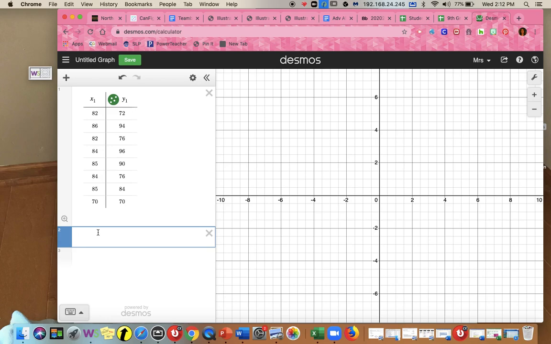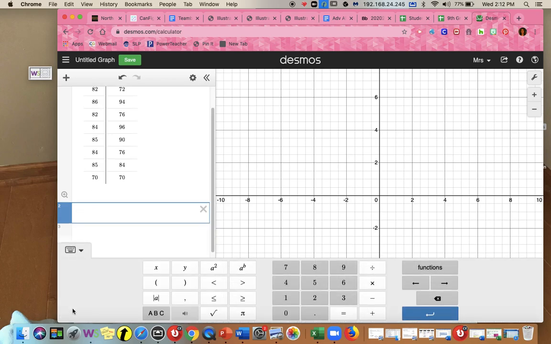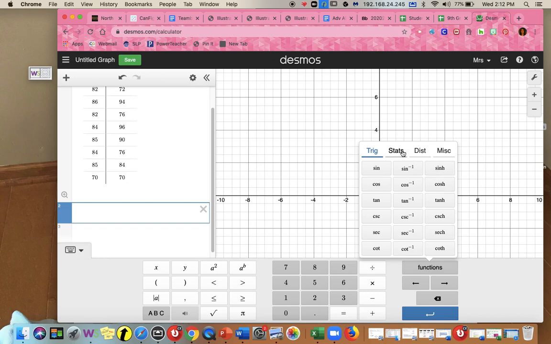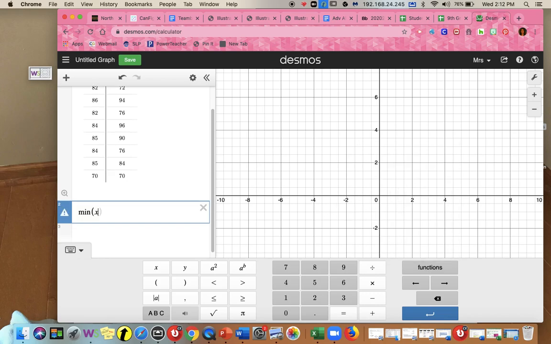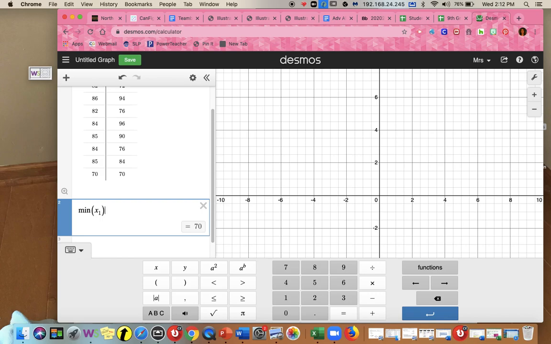You can either type it in or, if I hit the calculator, the functions and the stats button, all the stuff is there too. For example, if we want the minimum of list X1, we see it's 70. I'm going to write these down as I do them. So Connie first. And I'll pop up my screen after I've written all these down. All right, so there's 70.